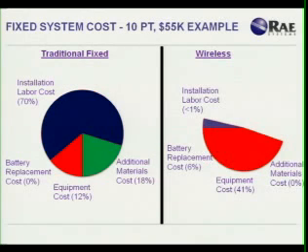Okay, so when you compare that to a wireless system, on the wireless system, you've got a big chunk for the equipment cost, 41%. But you've got zero additional materials, you've got a 6% for your battery replacement cost, and your installation labor cost is very minimal, less than 1%. And so what that equates to is your wireless cost savings, 53%. Your 53% savings when compared to a traditional fixed system. And again, this is for that 10-point example.